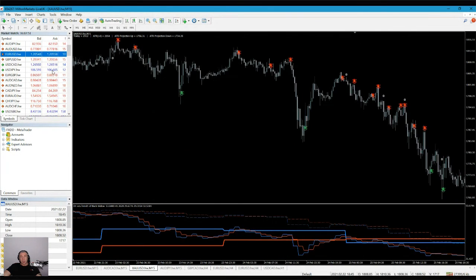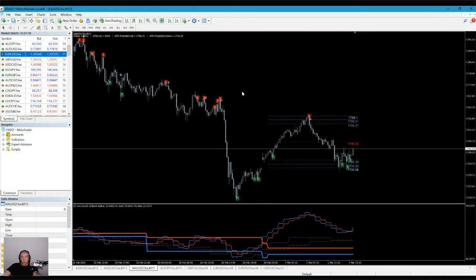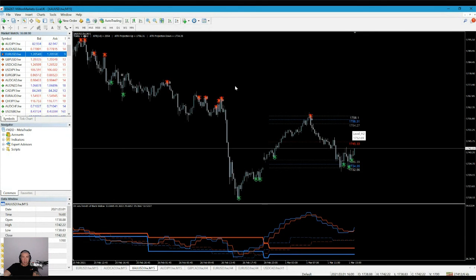On gold, I expect a rejection. Gold is pretty bearish. So if the market moves in between 1754 and 1758, I will be looking to short, because this is a very short market.